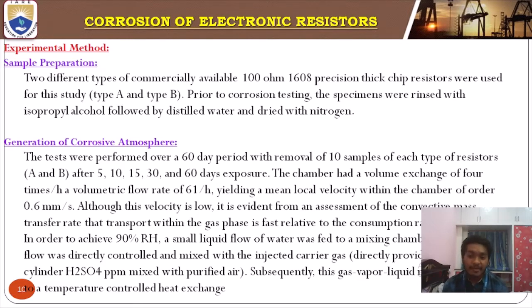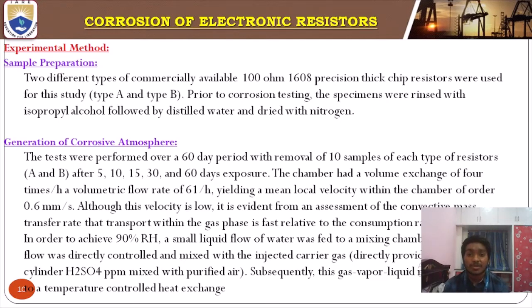After 5 layers of exposure: layer 1, 5 days; layer 2, 10 days; layer 3, 15 days; layer 4, 30 days; and layer 5, 60 days. The chamber had a volume exchange of 4 times per hour, with a volumetric flow rate of 6 L per hour, yielding a mean local velocity within the chamber of order 0.6 mm per second. Although this velocity is slow, it is evident from an assessment of convective mass transfer rate that transport within the gas phase is fast relative to the consumption rate at the surface.